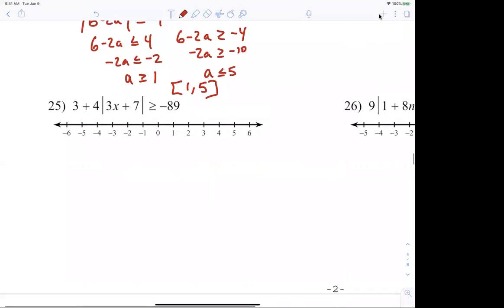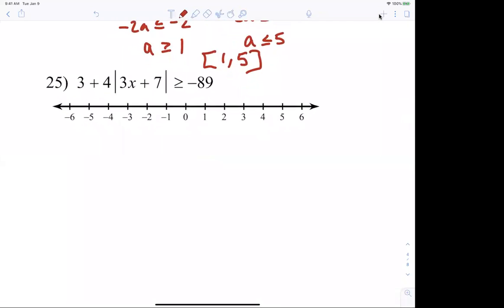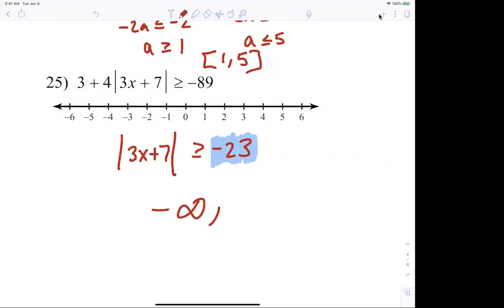Yep. Last one. Okay. Here's what I'm going to do. All right, subtract 3, divide by 4. So now the absolute value of 3x plus 7, that's subtract 3, that's negative 92. Negative 92 divided by 4 is negative 23. Uh-oh. What do we got here? We got an absolute value greater than a negative. What is it? All real numbers. Very good. We're just going to write negative infinity to infinity.